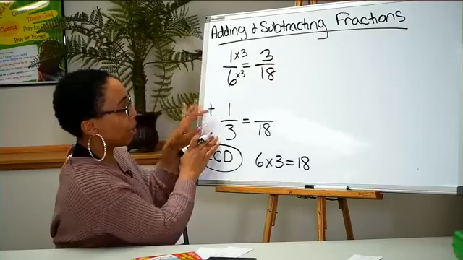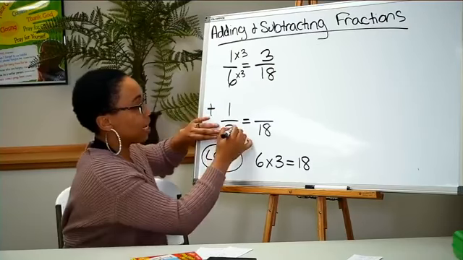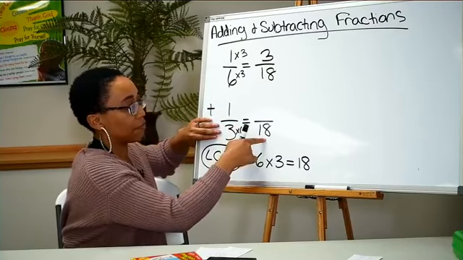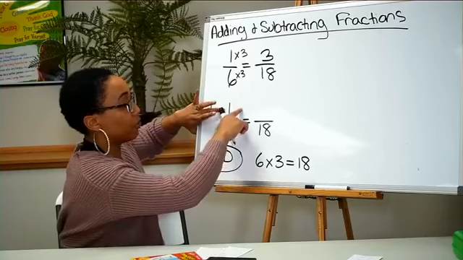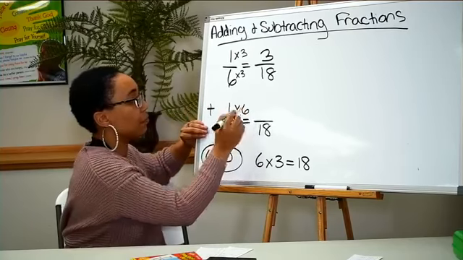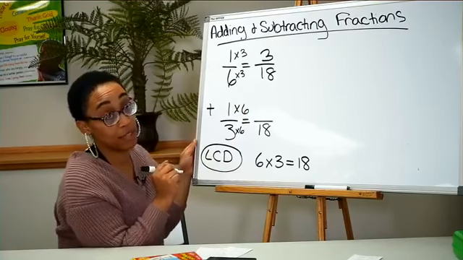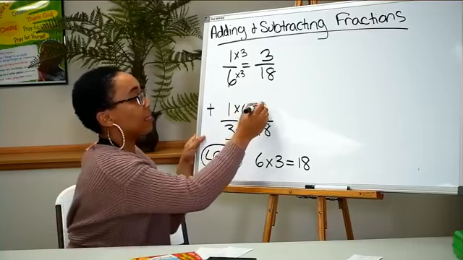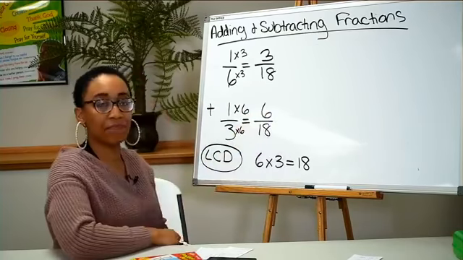Okay, now we're going to move down here. We know that 3 times 6 is 18. So what we do to the denominator, we have to do to the numerator. So we're going to multiply that by 6 also. 1 times 6 is 6.